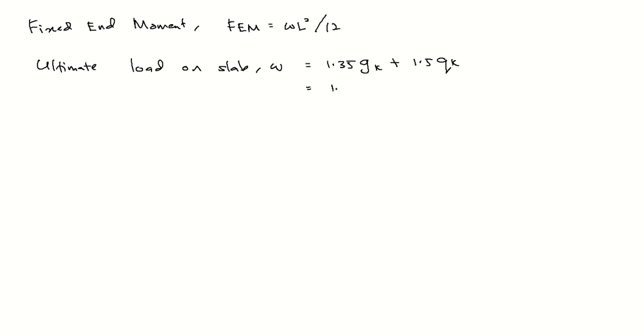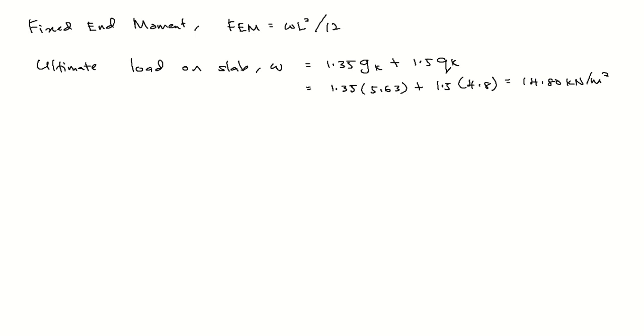So this is equals to 1.35 times 5.63, the GK, plus 1.5 times the QK, 4.8. Then it is equals to 14.80 kilonewton per meter square. Right?